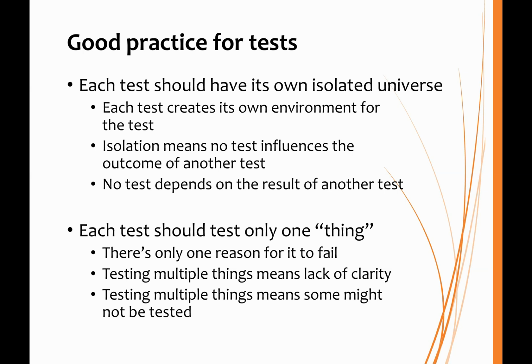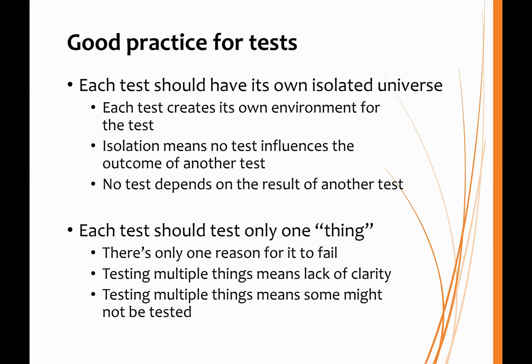It's important that each test should test only one thing. I've put "thing" in double quotes here because thing is a bit of a vague term. We're talking more so about concepts. We're testing one concept, and that might mean that we have multiple assertions within the test. If you're using test-driven development, then typically you would aim to have just one assertion per test.